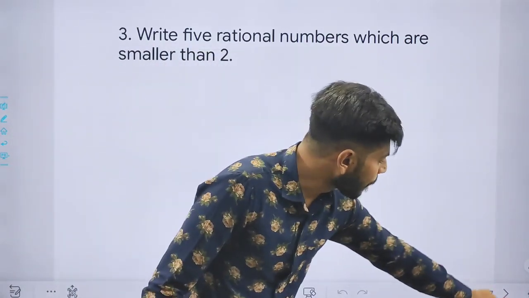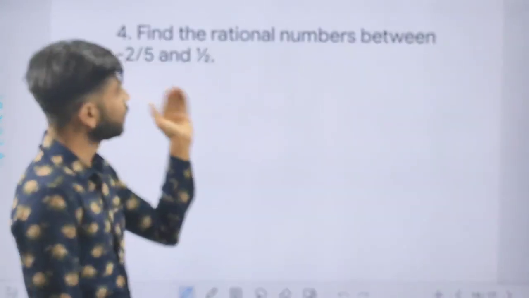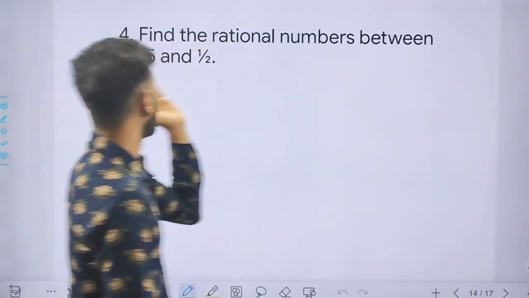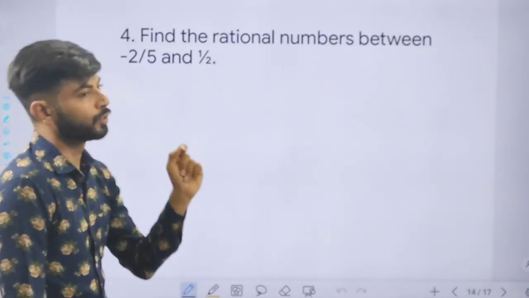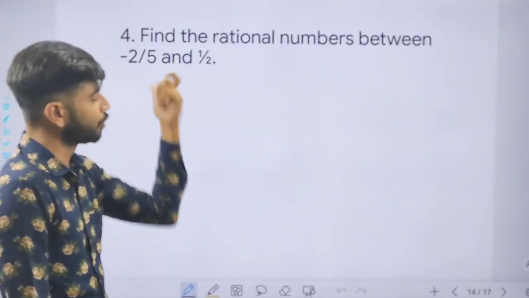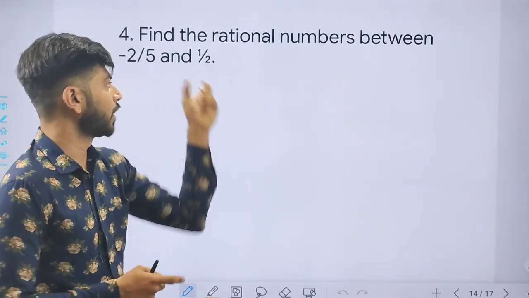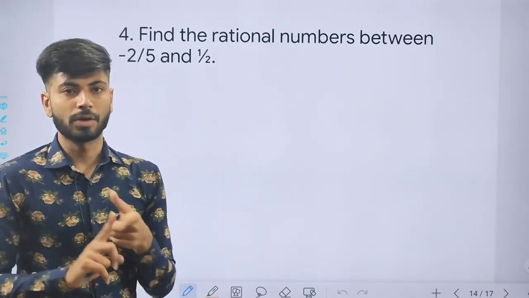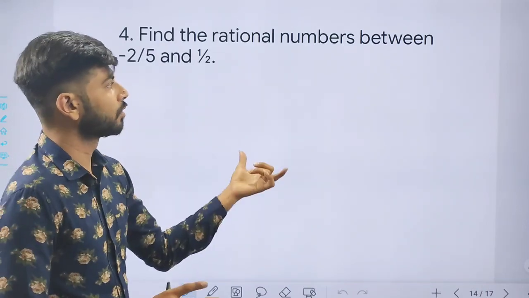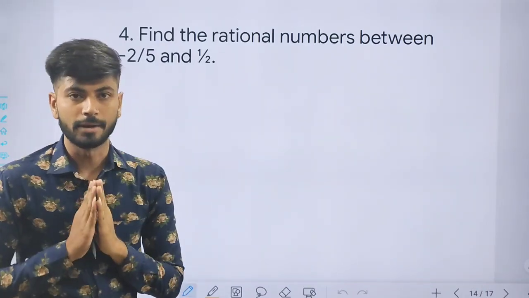Now, next, find the rational numbers between minus 2 upon 5 and 1 upon 2. One is positive, one is negative, denominators are different. So you can apply the third case, what we have done previously. Okay, I am not going to explain this whole question. You have to do it yourself. Okay.